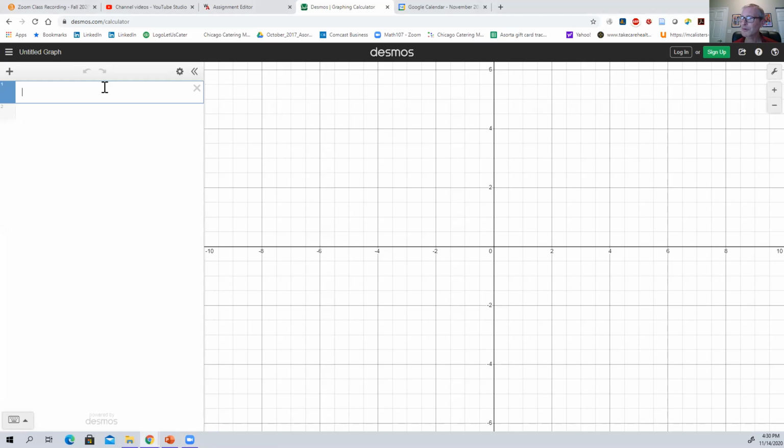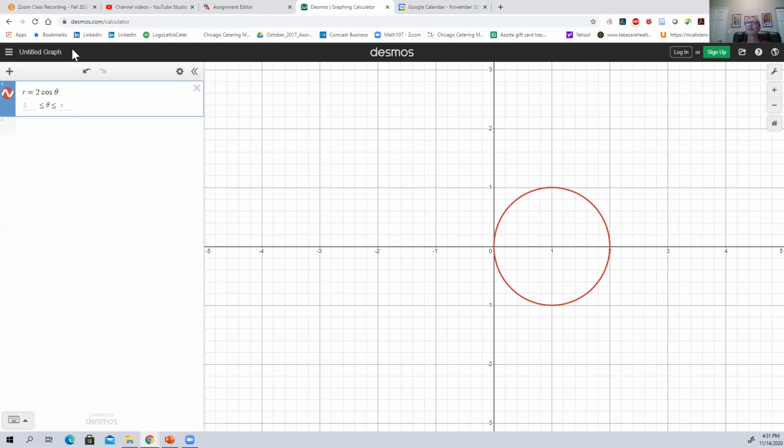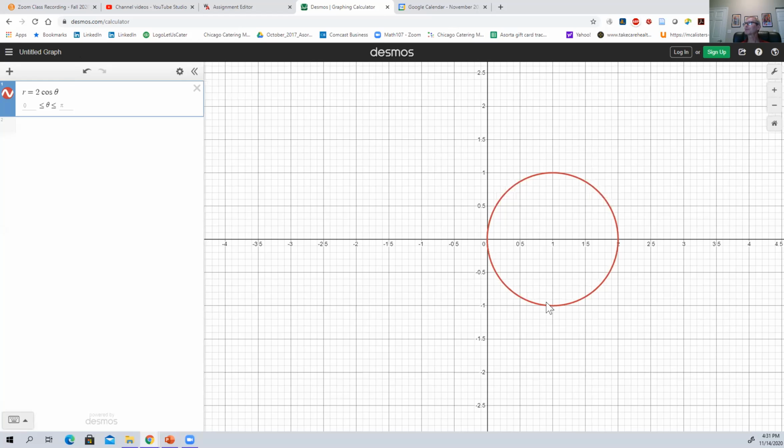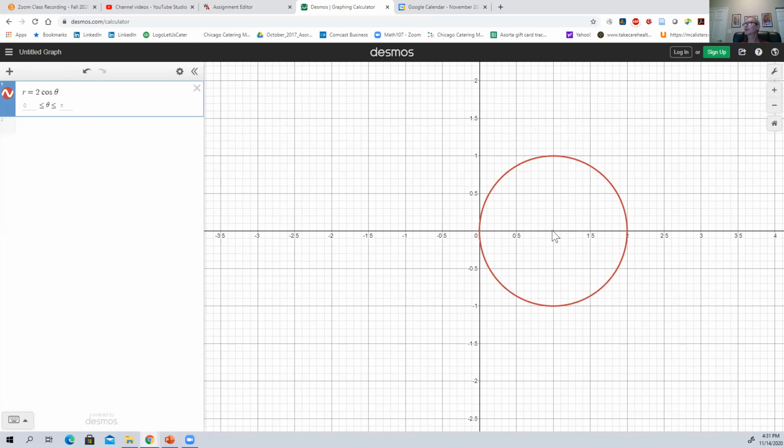Whoops, wrong button. So what was our equation? Our equation was R equals 2 cosine of theta. R equals 2 cosine of theta. And again, you see it gives you a nice representation, right? And so you can see our center right here is at 1, and the radius is 1 as well. So it gets out to 2, comes around here.